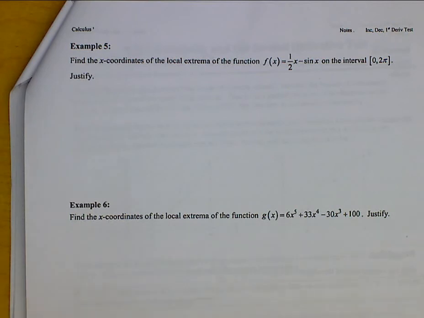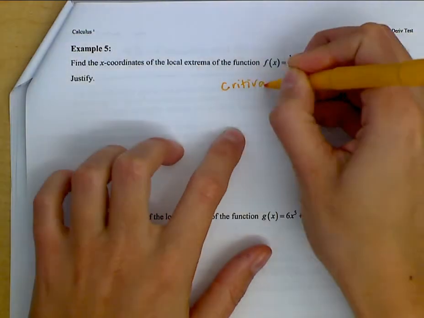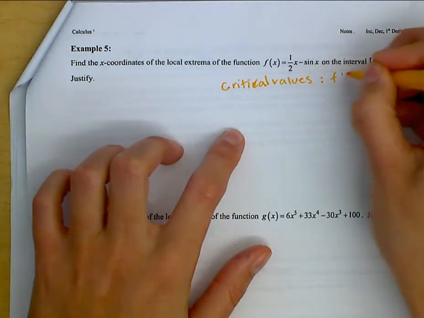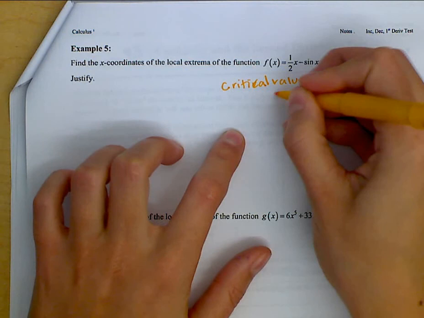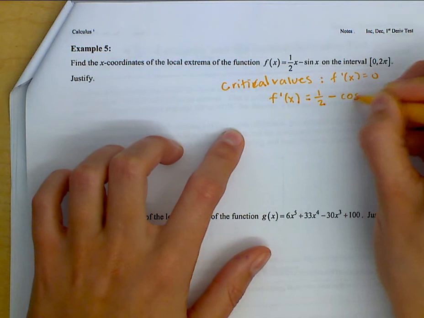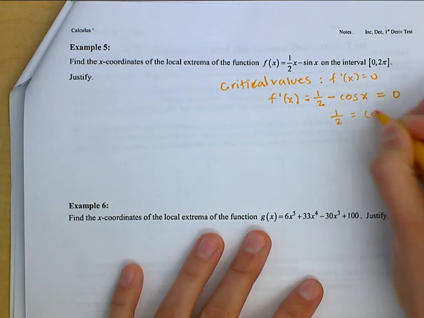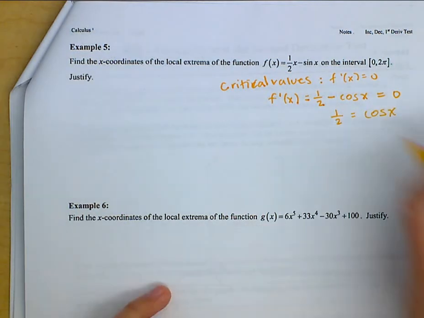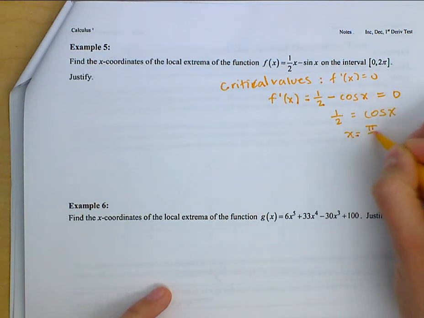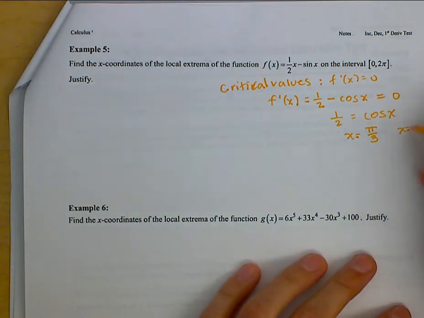So to find the critical values, we look for all the points where f prime of x equals 0. So f prime of x is going to be 1/2 minus cosine of x. We'll set this equal to 0. So we need the points where 1/2 equals cosine. And cosine equals 1/2, if you think of your unit circle, at x equals pi over 3 and x equals 5 pi over 3.